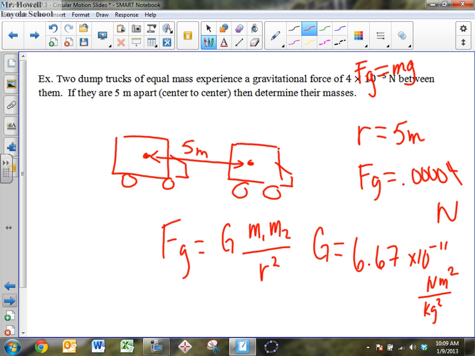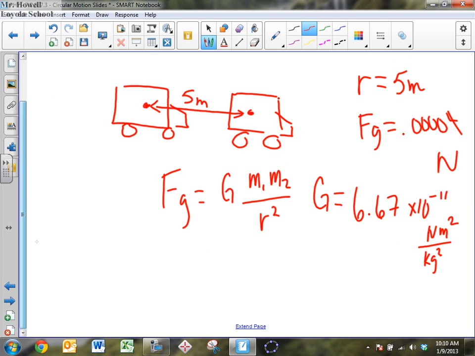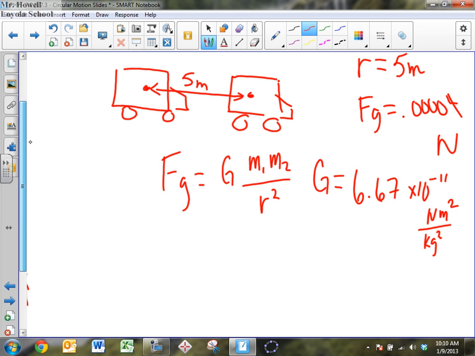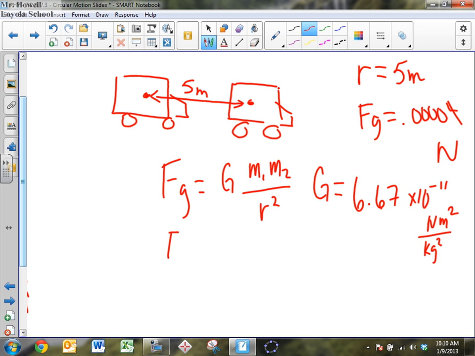Equal mass. So instead of M1 and M2, what should I just call each of them? Yeah, just call each of them M. So this equation simplifies a little bit. Again, we know that the dump trucks are equal mass, so write this, please. It's really M times M. M1 and M2 are both M. So if M times M, you just write M squared.